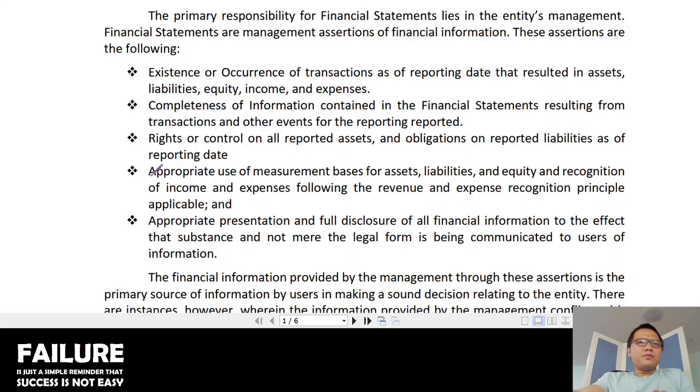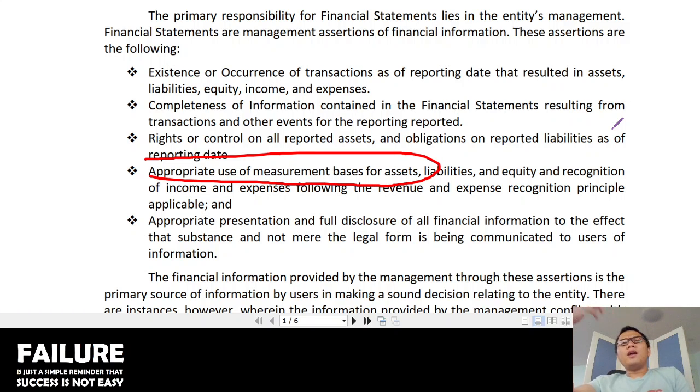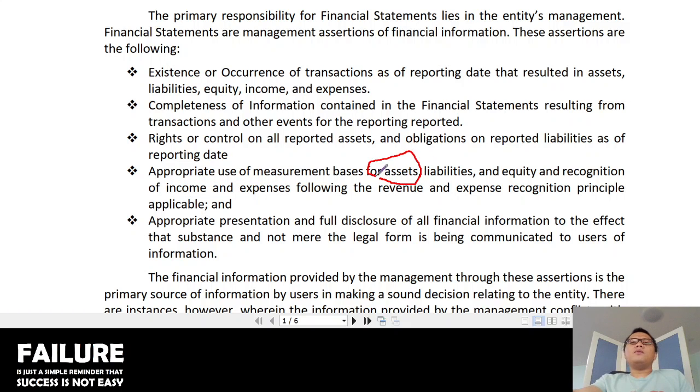Next is valuation. Ina-assert sa atin ng management na ang lahat na na-present namin sa inyo ay tama ang valuation. Kumbaga, kung ano ang na-present na value ng asset, ng liabilities, or ng equity transaction, at ng income at expense, ay talagang tama yung pag-value namin. Yan yung sinasabi nila pag nagpe-present sila ng financial statement. Impliedly stated, no? Impliedly stated.